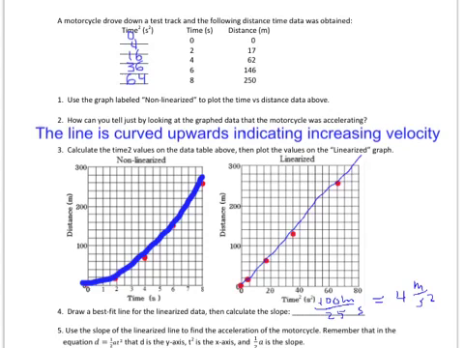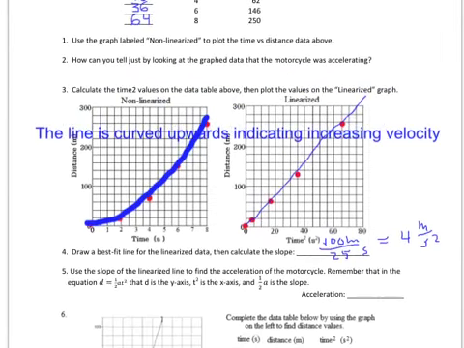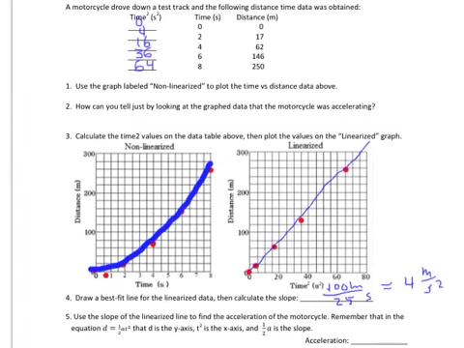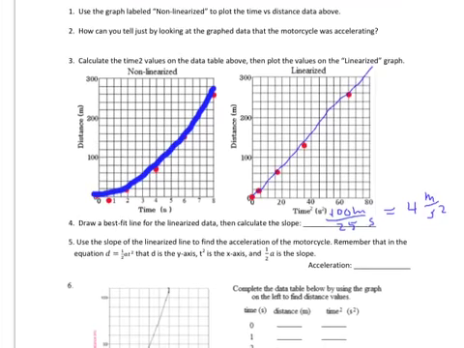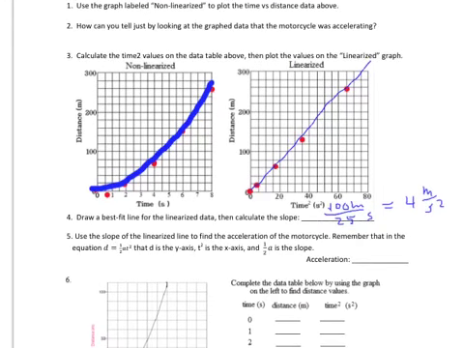Now remember, meter per second squared, that is an acceleration, but this is not the acceleration, and I'm going to explain why. So let's just move this up. Okay, so use the slope of the line to find the acceleration measure.